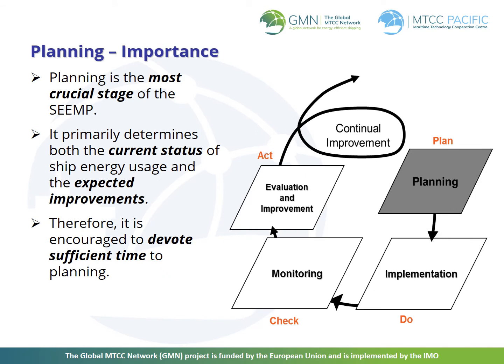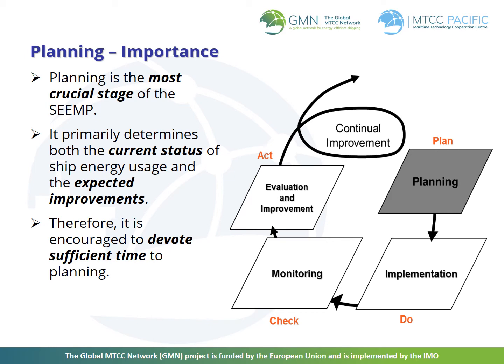Planning is the most crucial stage of SEEMP development. Planning involves a range of activities. These include determining the current status of ship energy usage, determining the expected improvements. Based on both of these, and through using further energy reviews or audits, a set of energy efficiency measures are identified and documented as part of the planning phase.